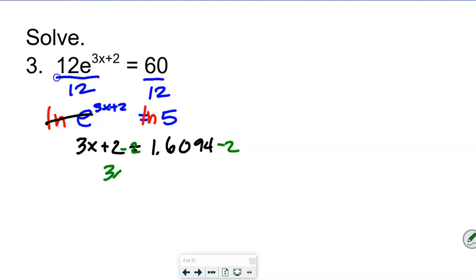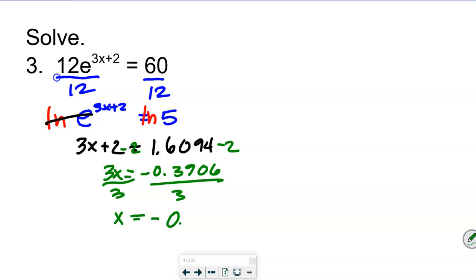Then we're going to subtract the 2 from it. That's going to give us 3x equals negative 0.3906. And then we're going to divide both sides by 3. So our x is going to be equal to negative 0.1302, which if we rounded this, it would just be negative 0.130. So if it said to 3 decimal places, we'd stop right there, okay? So here again, we could do the ln of 5, right? Minus 2 divided by 3. We could put it in the calculator just like that. That's what x is equal to, okay?